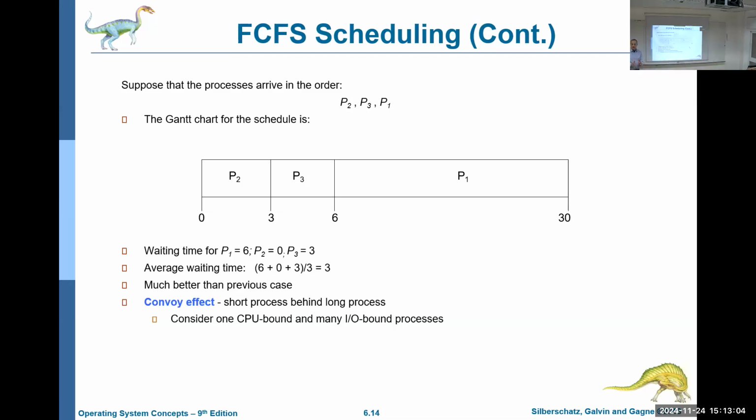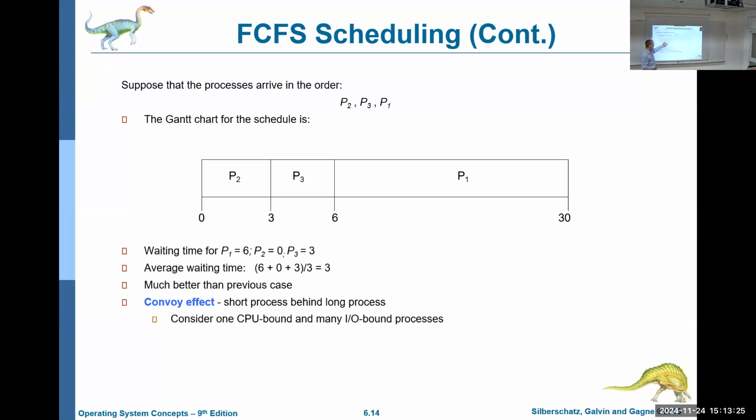P2 was the first one at time 0. So then P2 would go first, and then P3 came, and P1 was the third one to come. So then we'd recalculate it. P1 had a wait time of 6 because he didn't start till time 6. He had to wait for P2 and P3.